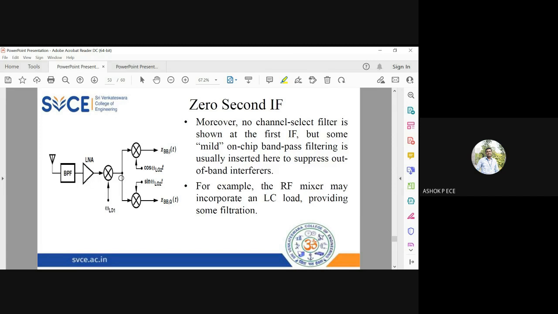Second IF, if required, now you can have a filter. Otherwise, even if it is not required, also see here some mild on-chip band pass filtering is usually inserted here to suppress out-of-band interference at this point, but it is not actually mandatory. You can have it or you need not have it. This IQ mixer will ensure that the other noises are going to be completely removed from your system.